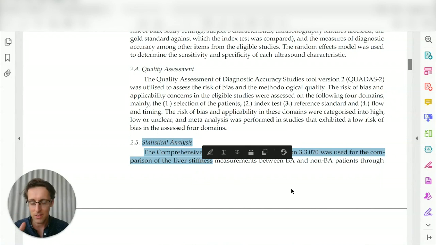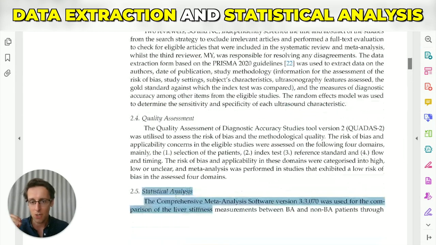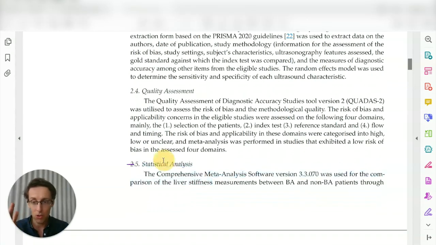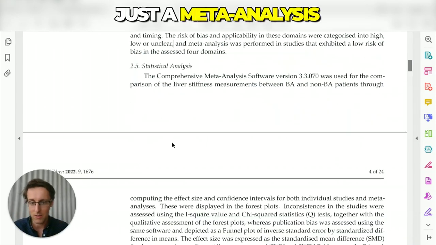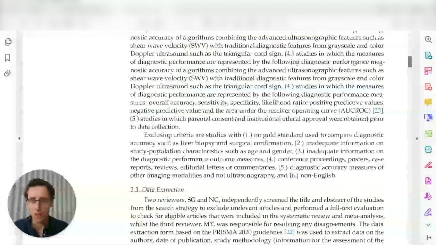you need statistical analysis. So you're going to have both of these sections, data extraction and statistical analysis, whereas in the systematic review, you would not have a section on statistical analysis. You would have that section, though, if you were writing just a meta-analysis. Right? So that's one way to structure the materials and methods.